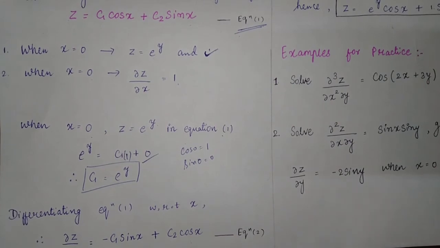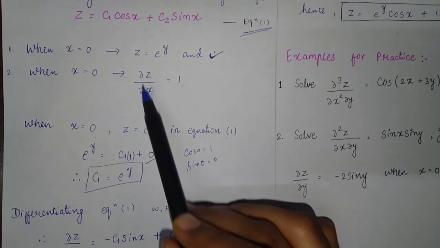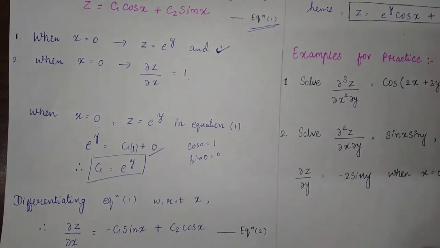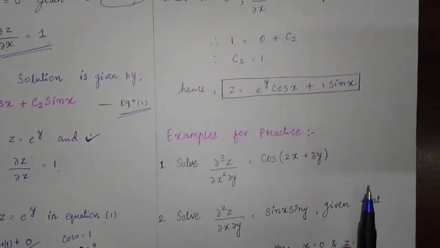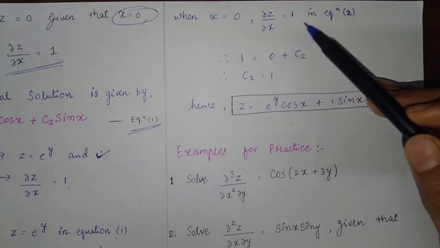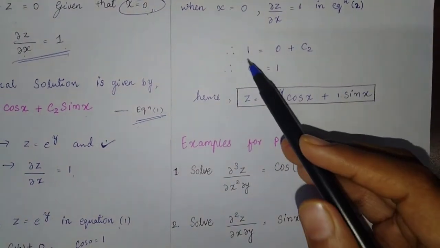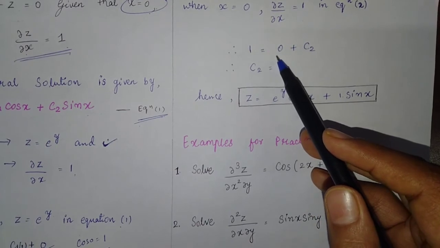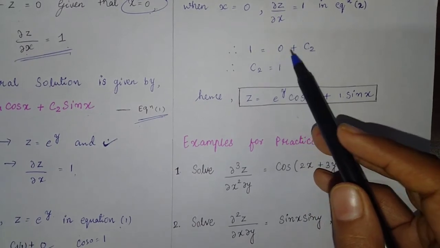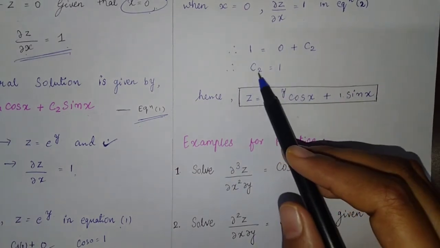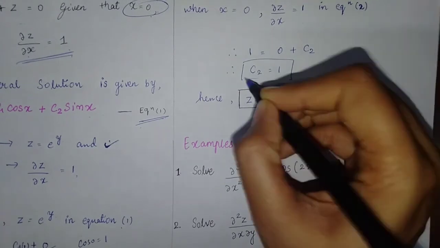Okay, so now we have differentiated this equation on both sides and that is your equation number 2. And now we will put x equal to 0 and del z by del x equal to 1 in equation 2. Okay. We will put both these values, x equal to 0 and del z by del x equal to 1, in equation 2. Then we will get 1 equal to, again the value of sin 0 is 0, so 0 plus c2 into cos 0, that is 1. So we will get the value of c2, that is 1.